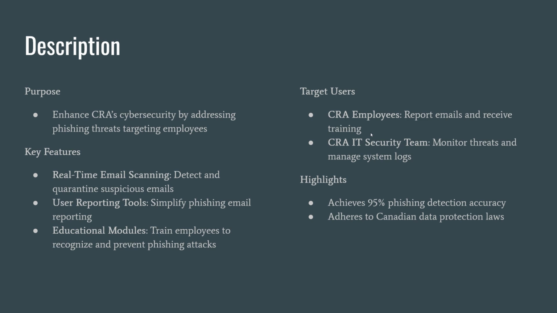Our key features involve real-time email scanning, which will detect and quarantine suspicious emails, user reporting tools, which simplify phishing email reporting, and education modules. Then we want to train the employees to be able to recognize and prevent phishing attacks. So, who are our target users? Our target users are CRA employees, who will report the emails and receive training, and the CRA IT security team, who monitor threats and manage system logs. Our highlights include achieving a 95% phishing detection accuracy, and it adheres to Canadian data protection laws.